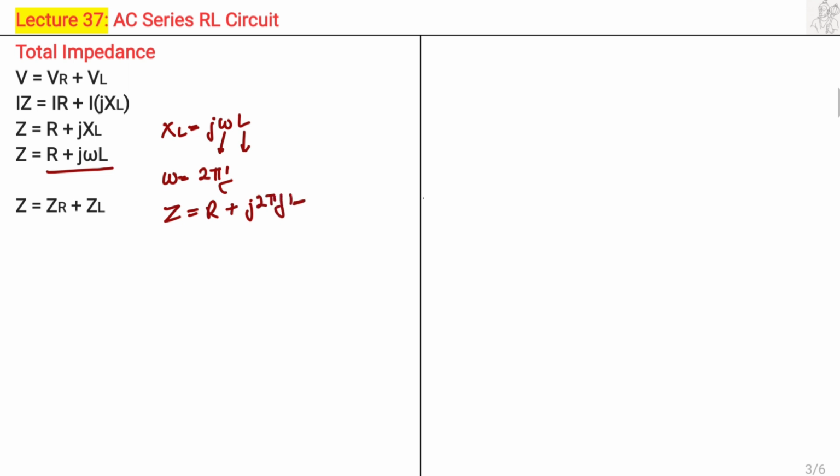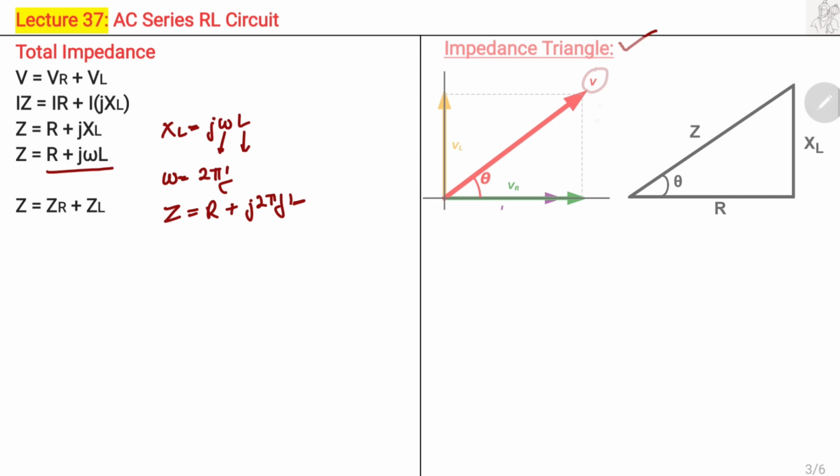Now this equation can be represented by the impedance triangle, which can be easily obtained from the voltage triangle itself. Capital V is equal to IZ, so parallel to this will be the Z line. VL is equal to I XL, so parallel to this will be XL. And VR is equal to IR, so parallel to this will be the R line. So this complete triangle forms the impedance triangle, and the angle between Z and R is theta, which is the same as the angle between voltage and current.